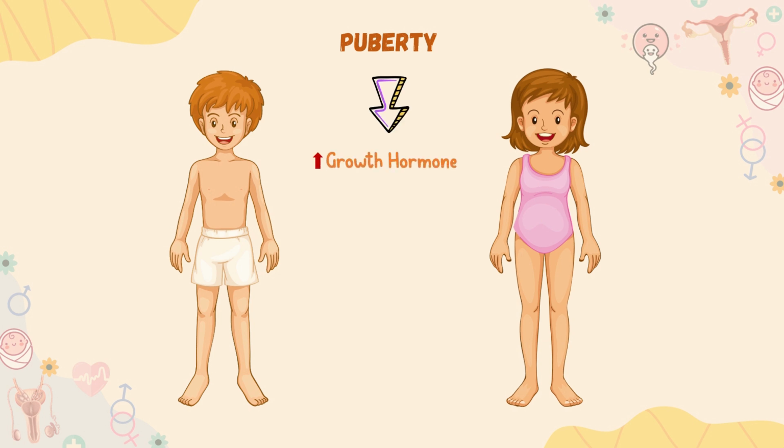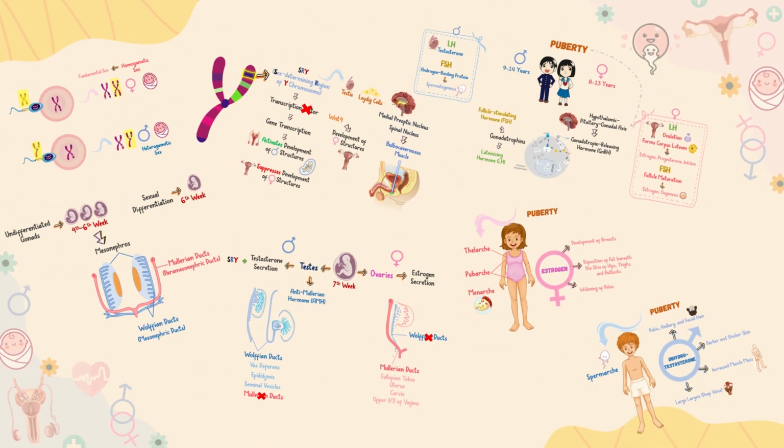Secretion of growth hormone increases due to an increase in sex steroids. This results in an increase in somatic growth. You can find more details on it in our video on somatic and skeletal growth. Now, by the end of puberty, the individual is considered to be fully sexually mature.